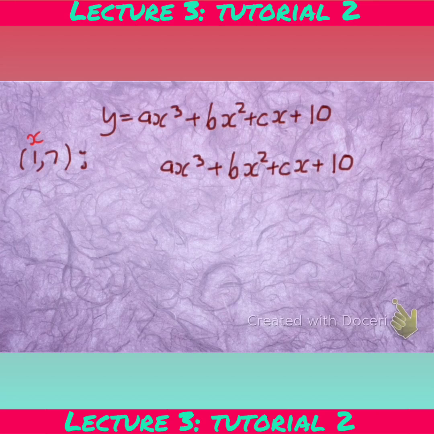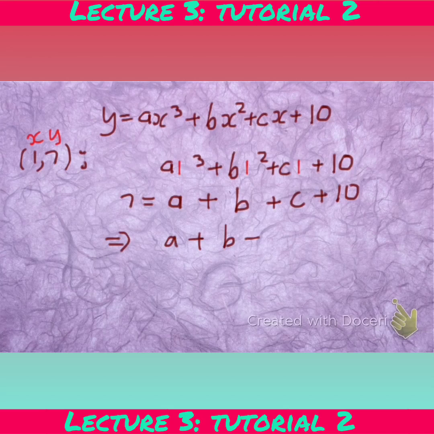We take the next point and plug it into the equation. We delete the x's and replace them all with 1, and we replace the y value with 7. So on the right-hand side we get a plus b plus c plus 10, and on the left-hand side we get the value for y, which in this case is 7. So it simplifies to a plus b plus c is equal to minus 3.